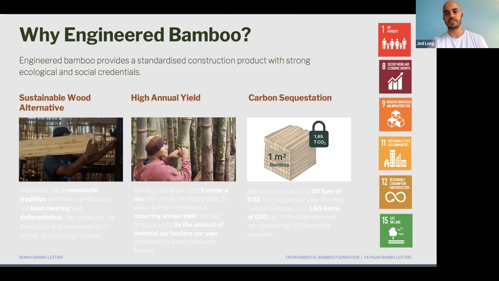Because if you imagine that you're waiting 20 years before you can cut down a tree, it's a very long period of time where something can go wrong. Whereas if they're able to have a yearly return, it helps to build resilience. And at the same time, bamboo is able to sequester carbon dioxide. So a cubic meter of bamboo will hold about 1.65 tons of CO2. And so by processing and cutting down the bamboo, we're actually extending the lifespan of the bamboo and locking it up in housing. Next slide, please.